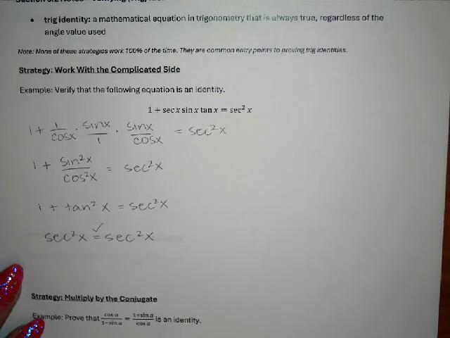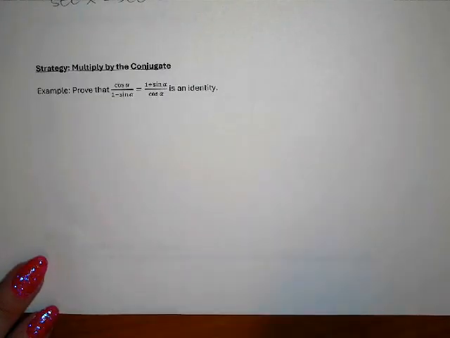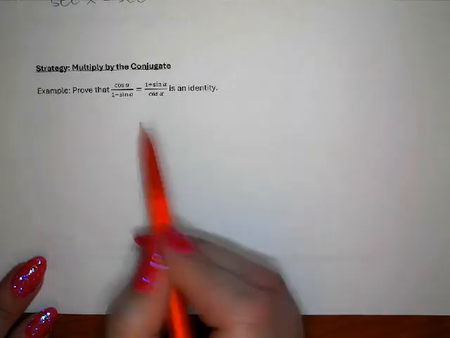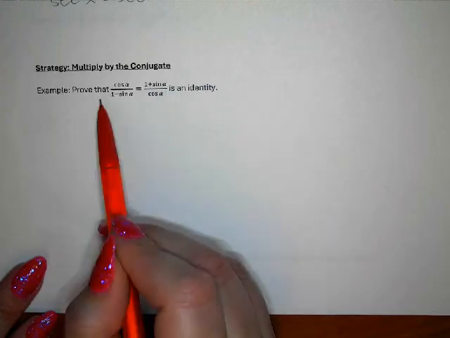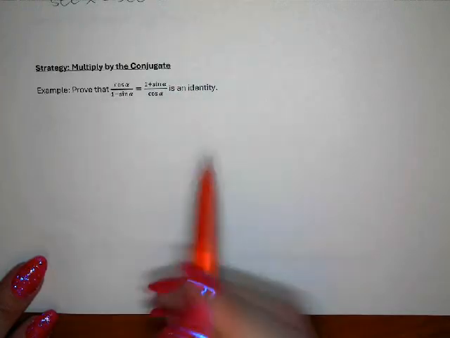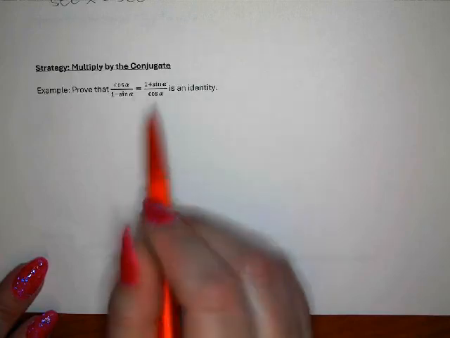All right. Another strategy is to multiply by the conjugate. And I'll explain more about what a conjugate is when I get there. So here, if you look, there's not really one side that's more complicated than the other. The two sides have a little bit of symmetry about them, they're kind of the same. So when you're working with these, you could do either side.